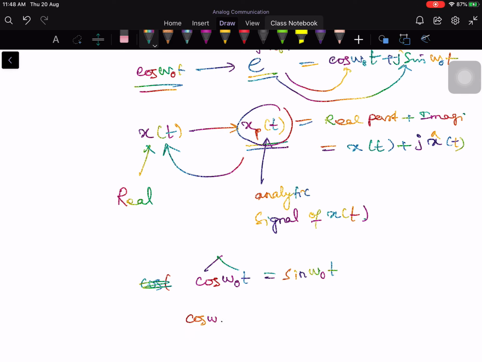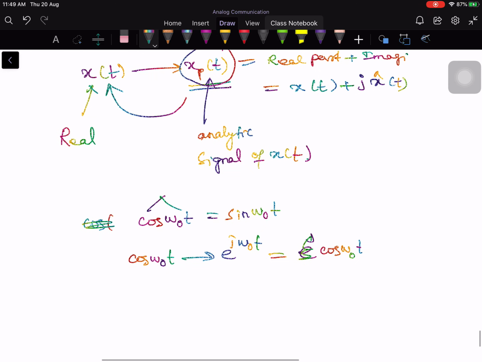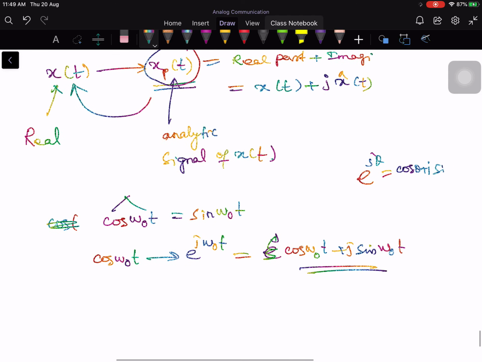Cos omega naught t, its analytic signal is e to the j omega naught t, and in the real and imaginary part notation, it is cos omega naught t plus j times sin omega naught t. I am not using the Hilbert transform here, okay. I am simply using the e to the j theta formula. What is the e to the j theta formula? Cos theta plus j times sin theta, that I am using here.